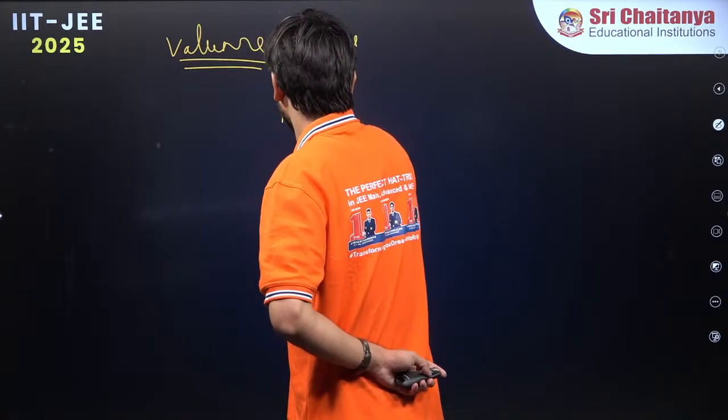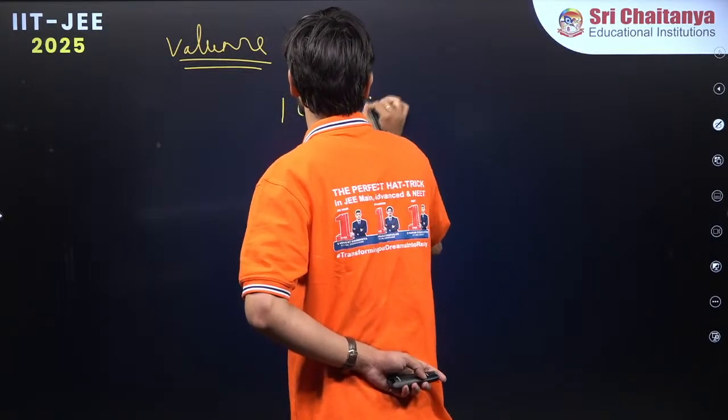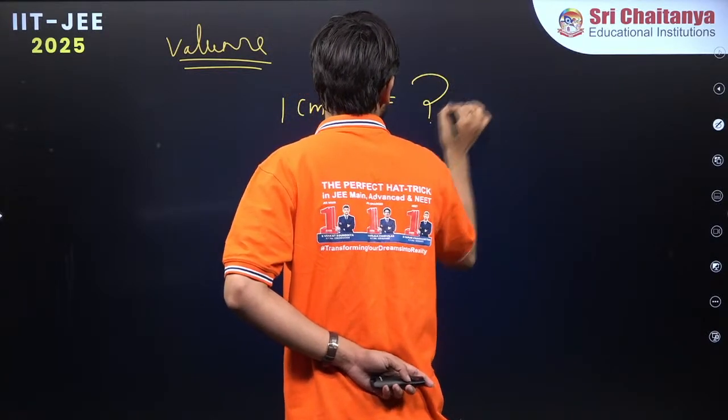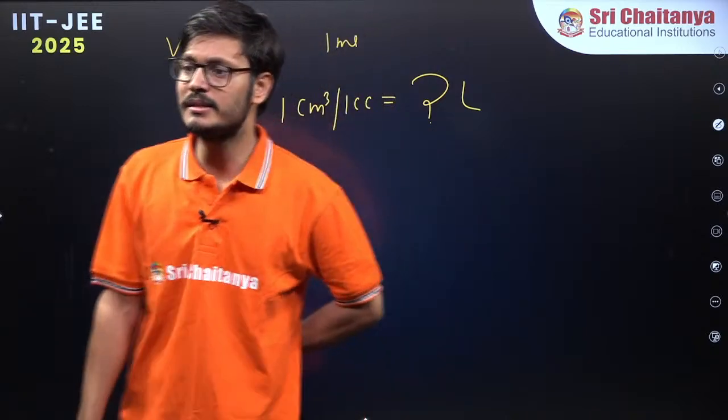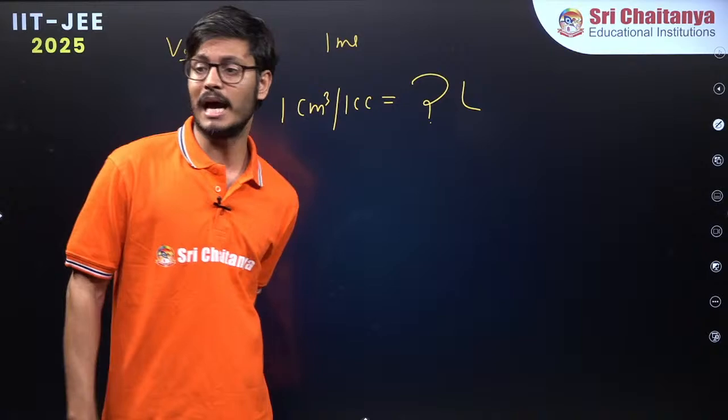Let us say like this. 1 centimeter cube, which is also known as 1 cc, is equal to how many liters? 1 cc or centimeter cube is equal to how many liters? Anybody can give me the answer?